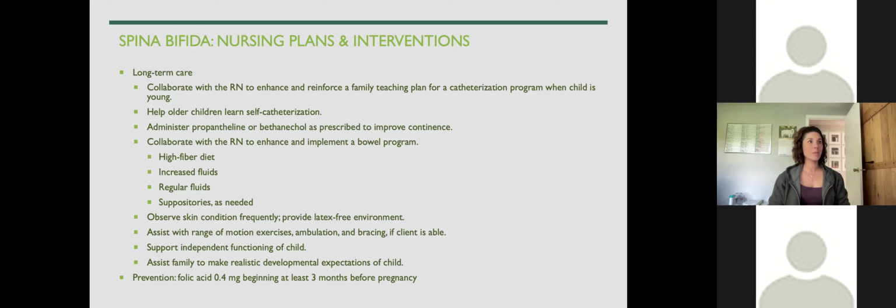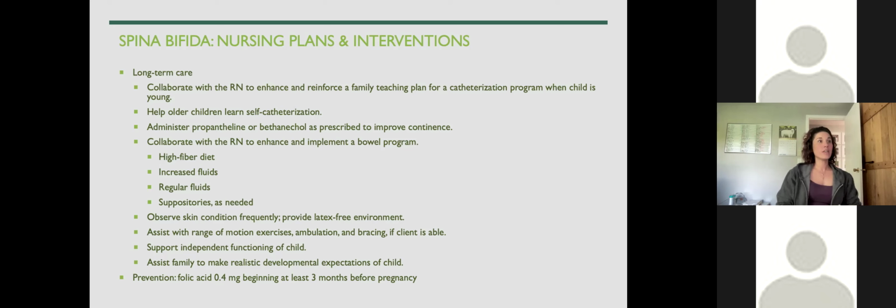We're going to implement a bowel program. So we're going to have this regulated program that we use to keep our bowels on a normal schedule so that we know that we're able to empty our bowels. So we're going to promote a high fiber diet. We know fiber helps clear things out of our intestines. We need lots of fluids to help move that stuff through. We can also use suppositories as we need to help stimulate that anal sphincter and make that bowel movement happen.